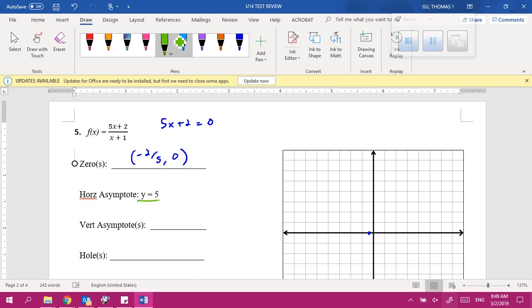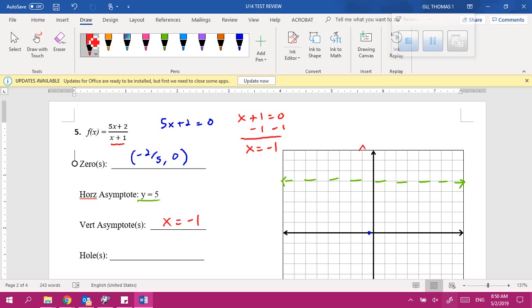Horizontal asymptote is y equals 5, which is up here. There we go. So next, vertical asymptote, we take the factor in the denominator and set it equal to 0. That's the x plus 1. So what is my vertical asymptote? How do you write it? X equals negative 1. If you write negative 1, you're losing points because that's not a line. X equals negative 1 is a line.